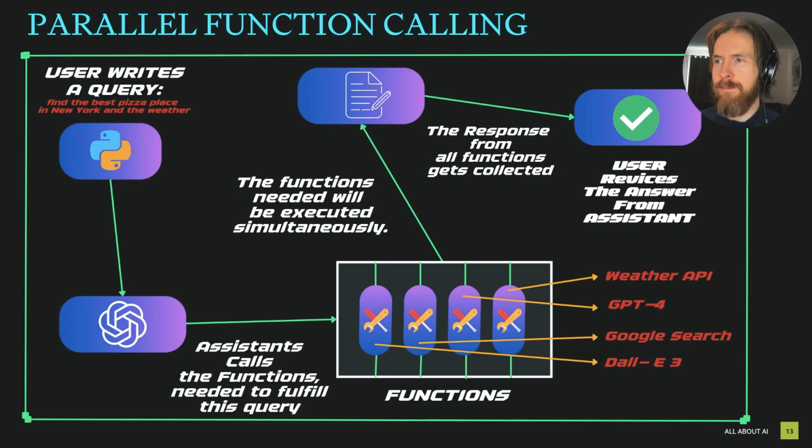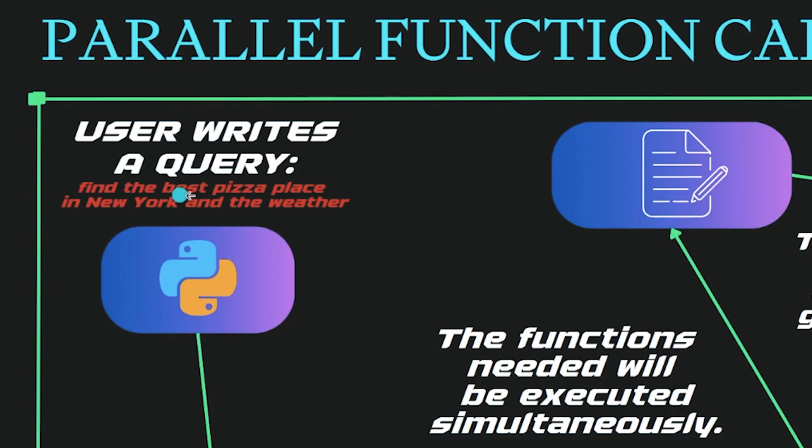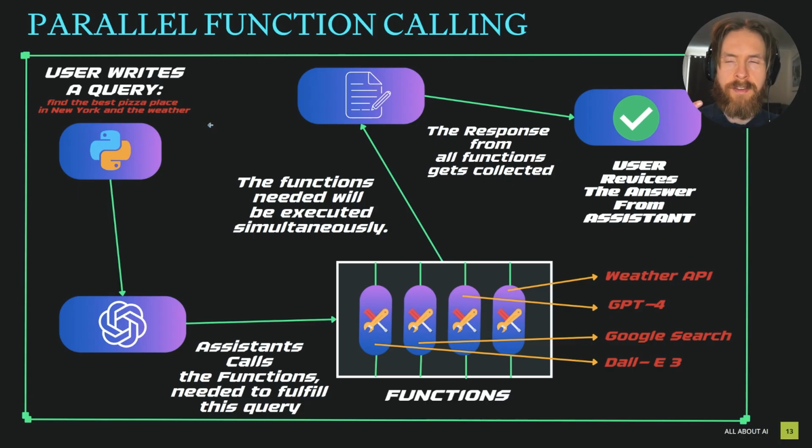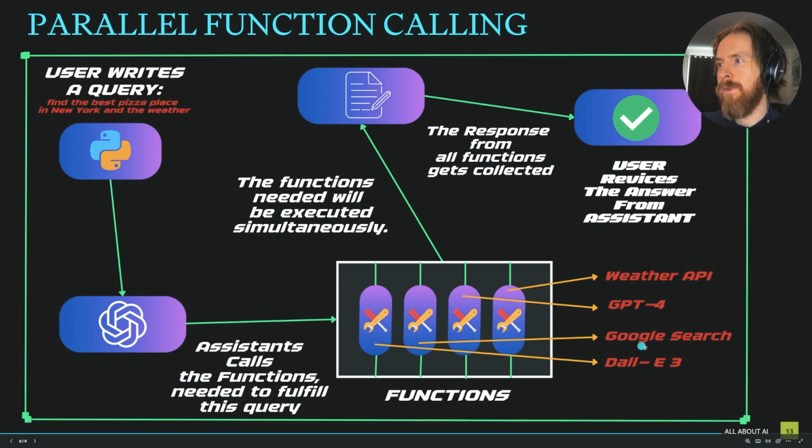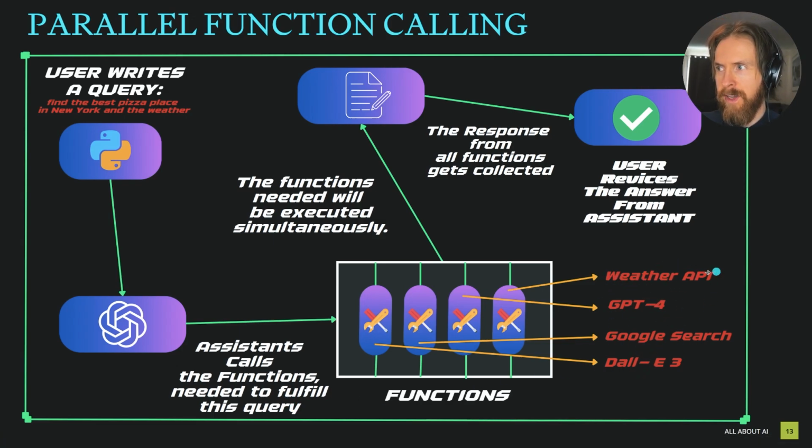So this was my attempt at explaining this as easily as I could. Basically, we start with the user writing in a query. It could be like, find the best pizza place in New York and the weather. This asks for two different things, right? Now the assistant has to call the functions it thinks we will need to execute to fulfill this query. You can see here we have four available functions: the weather API, GPT-4, Google search, and DALL-E 3. For this query, of course, we need the weather API, and to find the best pizza place, a Google search would do, right?